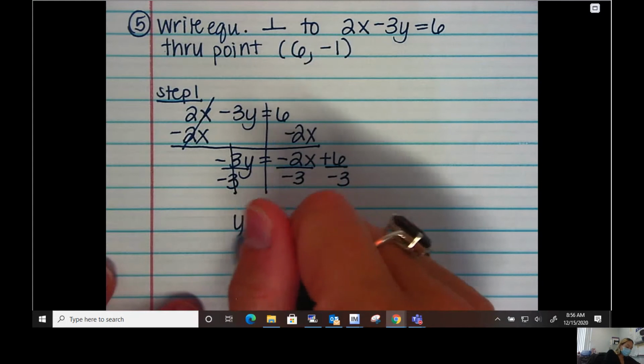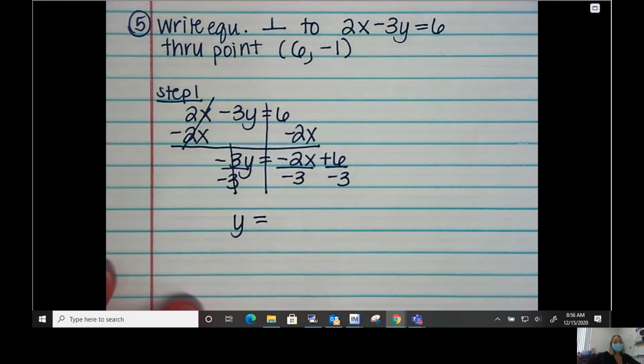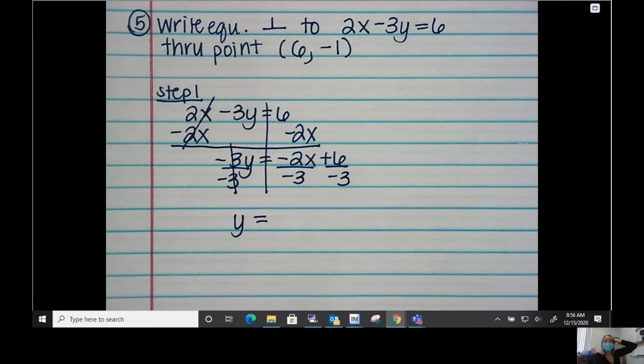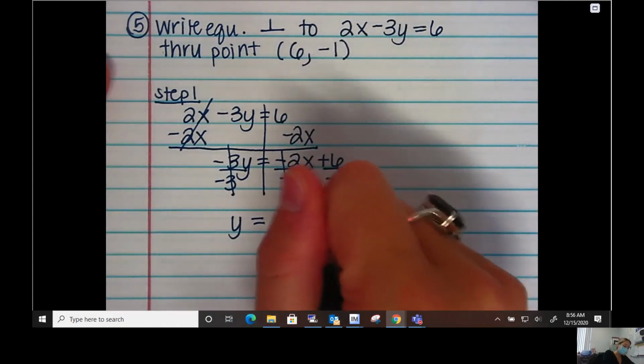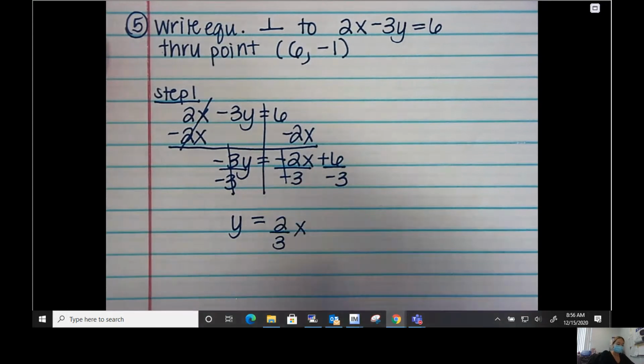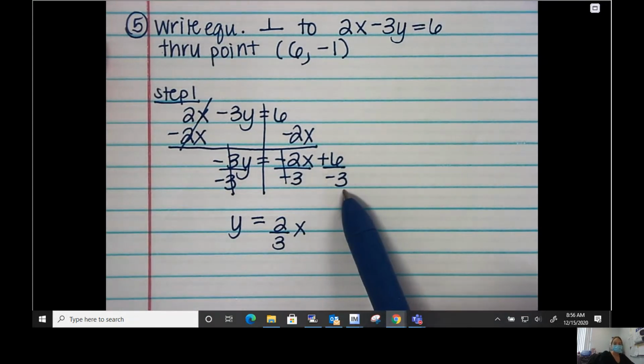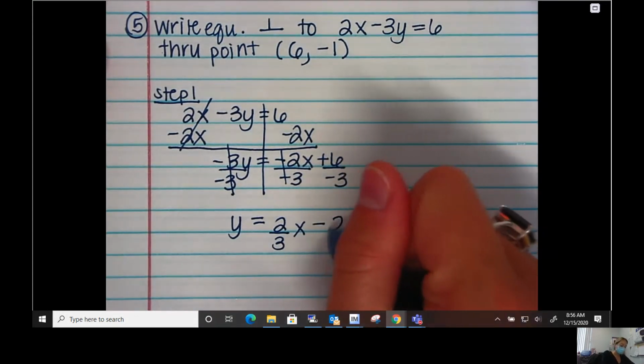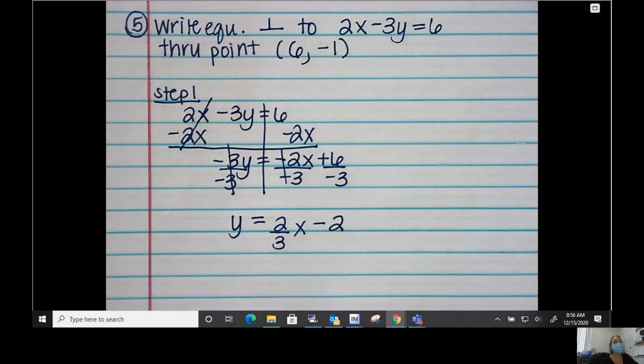Okay, so I'm left with y equals, now, I've got negative 2 over negative 3. Keep it as a fraction. Can you reduce negative 2 over negative 3? No. What can you cancel out, though? The negative signs, right? Negative divided by a negative gives you positive. So you're left with 2/3 x. And then what is 6 divided by negative 3? What kind of 2? Negative 2. It's positive divided by negative. All right, so what is your slope for this problem?